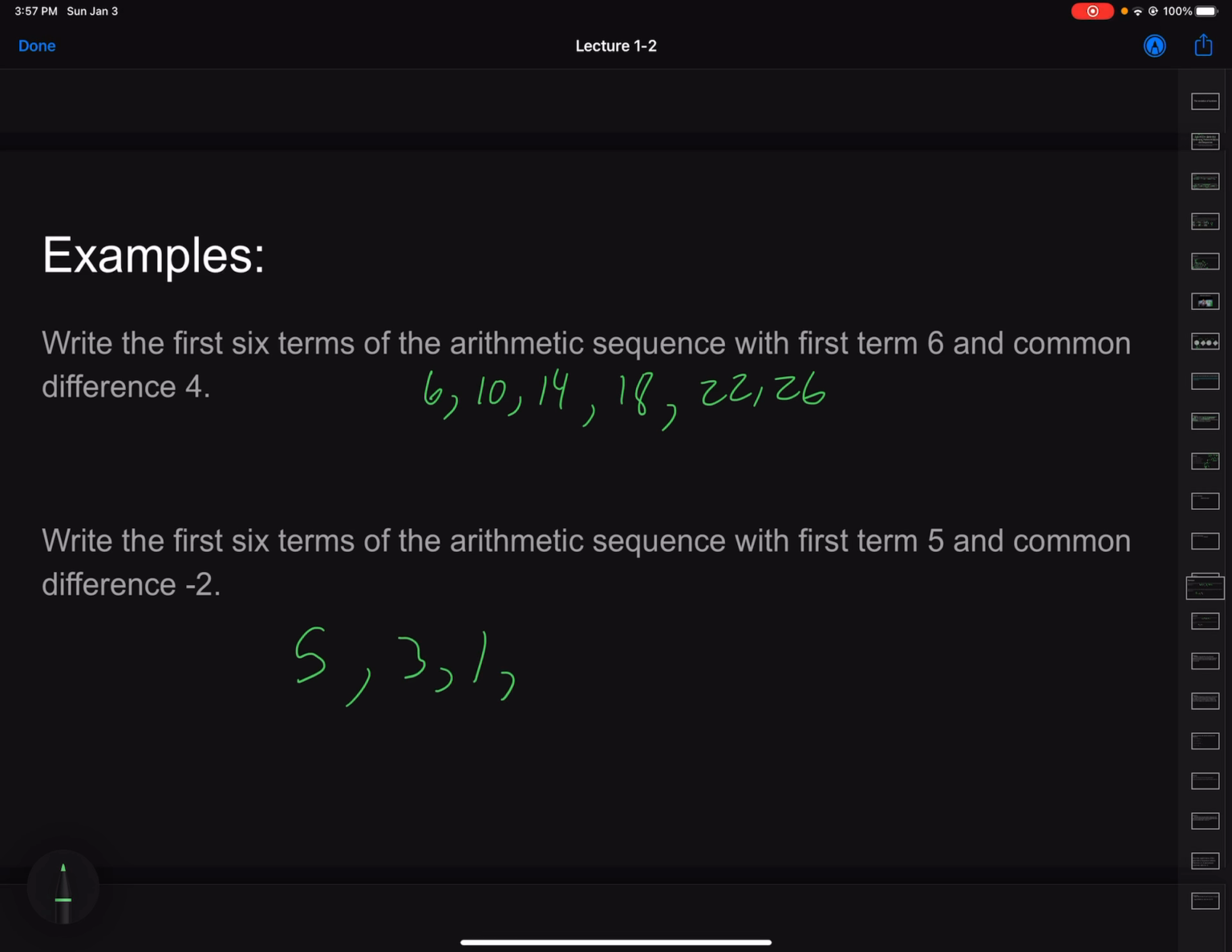1 minus 2, you'll remember when we jump past 0, is going to be -1. That minus 2 is negative 3. Now our values are going to be increasing with our negative sign, which means it's going to be decreasing. So we get negative 5, 3, 6, and that's our first 6 terms.